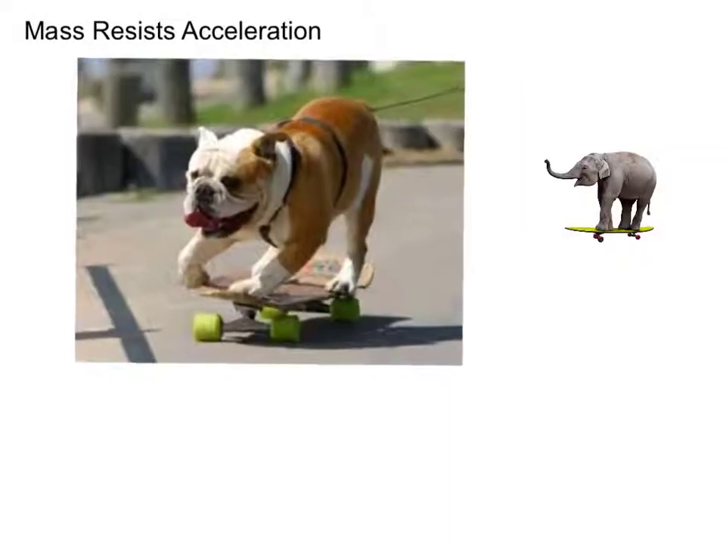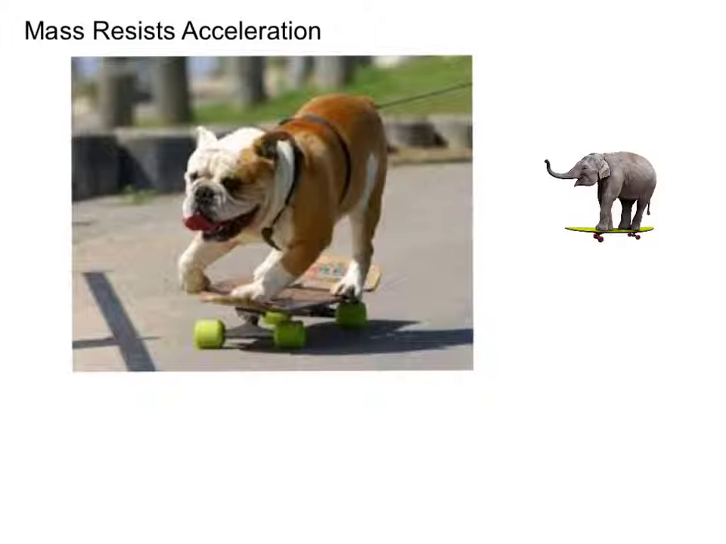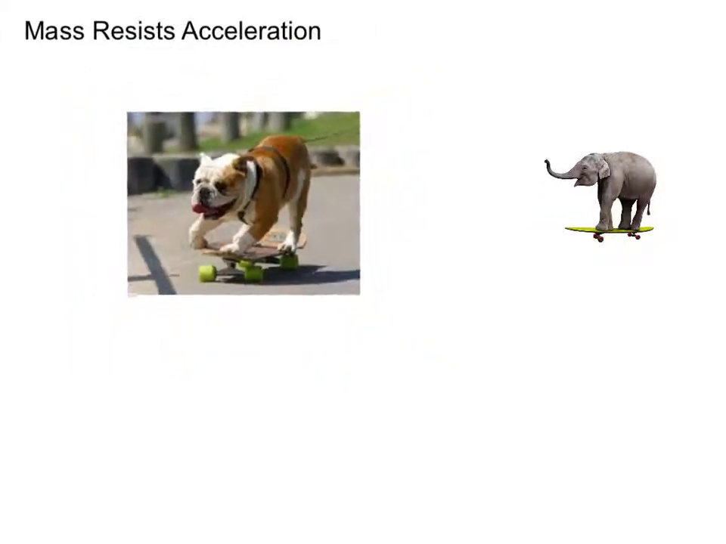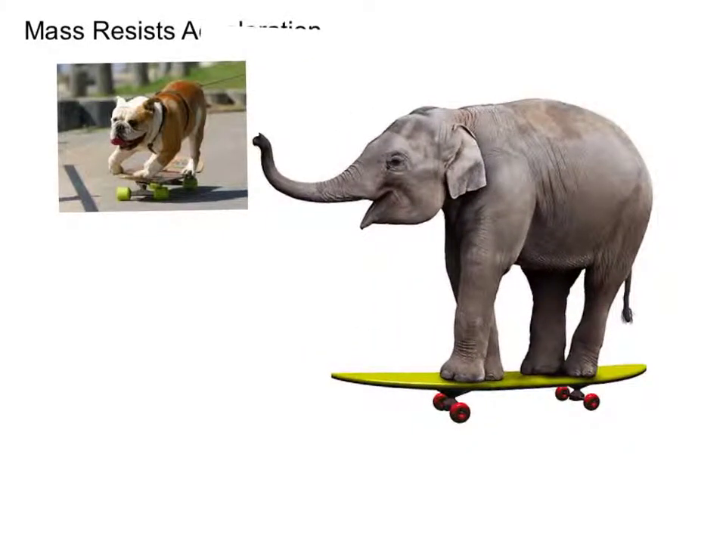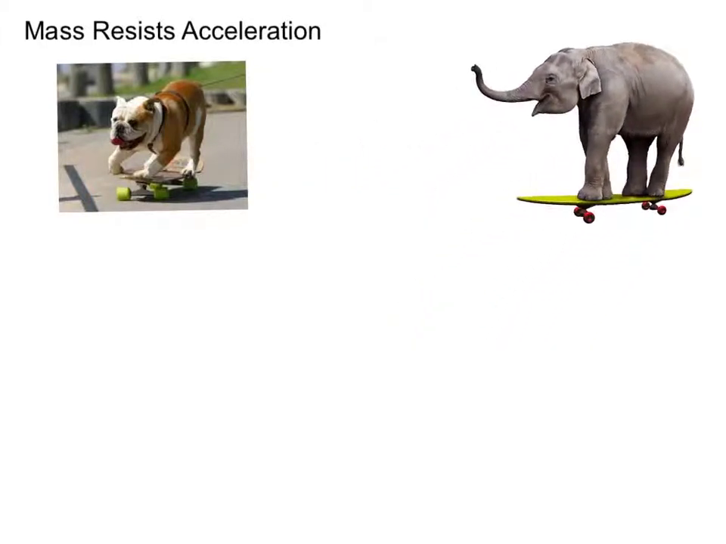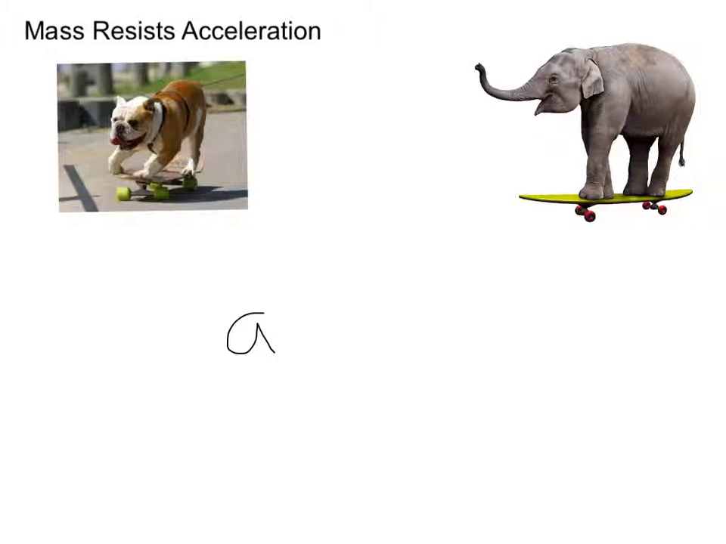So if you were to push on a bulldog on a skateboard, you'd be able to get a pretty decent acceleration out of it. Imagine, though, pushing with the same force on an elephant on that skateboard. Would you be able to get the same acceleration out of it? Clearly, no, you're not going to get the same acceleration out of the same force off of that elephant. What this shows us is that acceleration, while it's directly proportional to net force, is inversely proportional to mass. As I increase the mass of an object with the same amount of force, I'm going to decrease the acceleration.